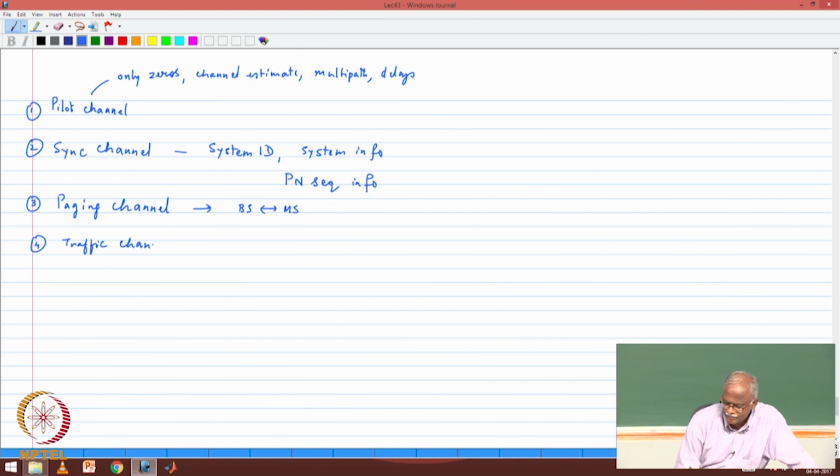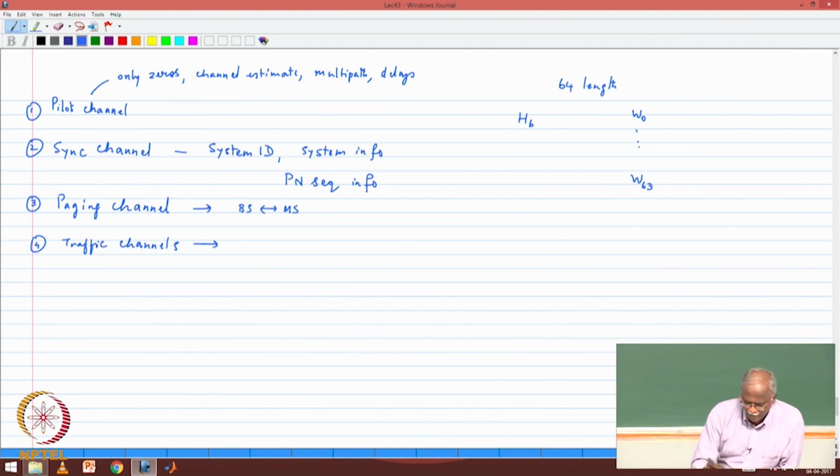Traffic channels. So this is user data. Now remember we said that we are using Walsh-Hadamard codes. Basically we use 64 length Walsh-Hadamard codes, so we are looking at H6. That means I will have spreading codes starting from W0, Walsh code 0, to Walsh 63. Those are the codes that are available to me.